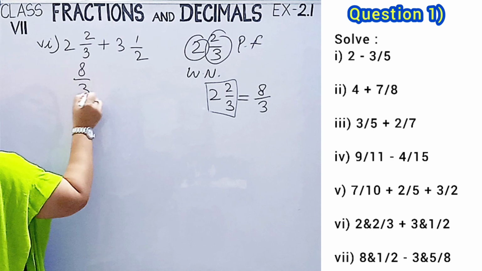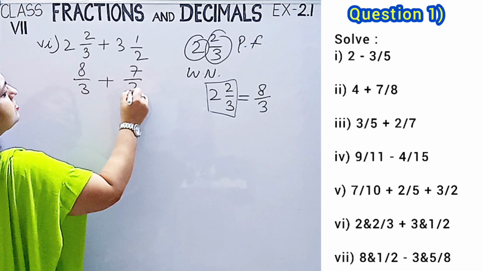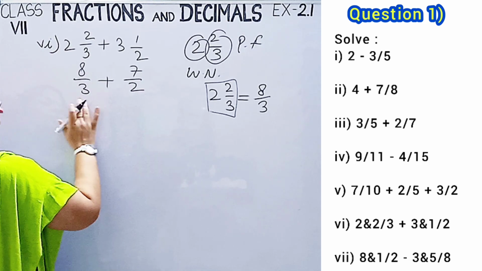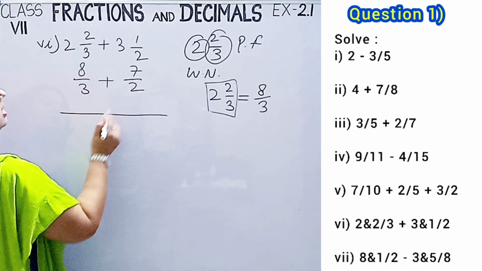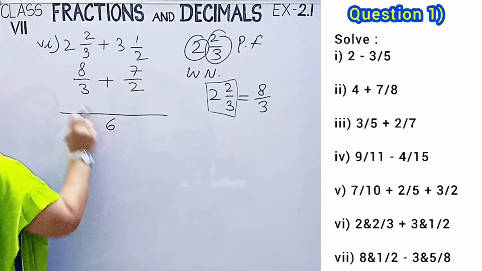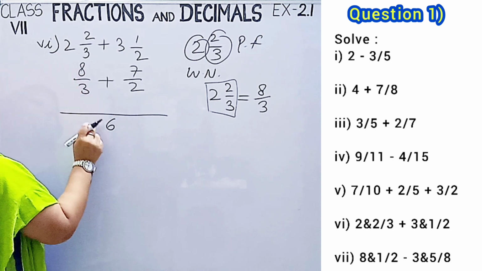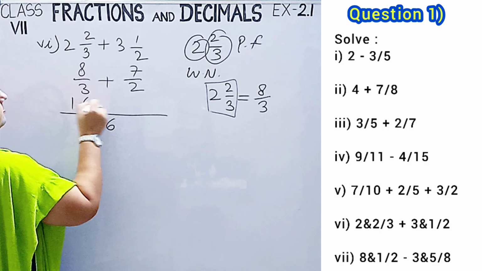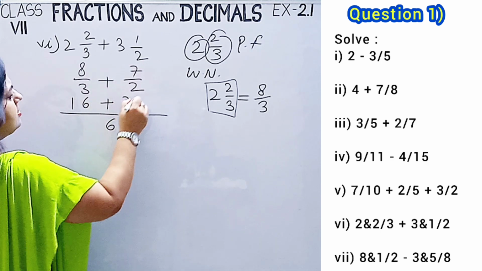8 upon 3 plus 2 3s are 6, 6 and 1, 7. 7 upon 2. Now LCM of 3 and 2: both are co-prime numbers, so directly we will multiply here. 3 2s are 6. We will divide 6 by 3. After that we will multiply 8. So 2 8s are 16 plus 2 3s are 6, 3 7s are 21.